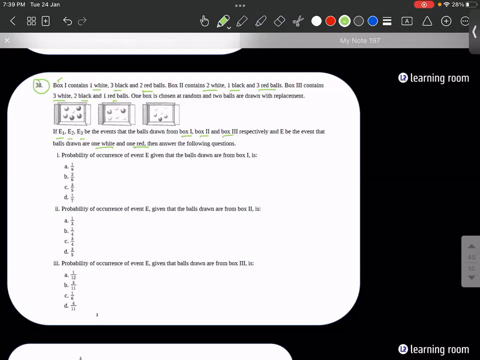Probability of occurrence of event E given that the balls drawn are from box 1. So how to solve this? Probability of event E given E1. What is it? Probability of E intersection E1 divided by probability of E1. Tell me, what is probability of E intersection E1?